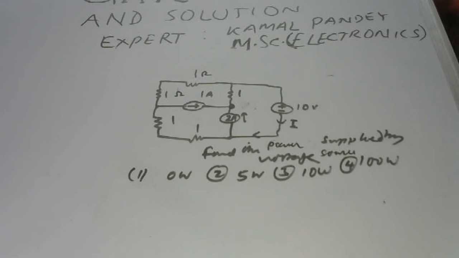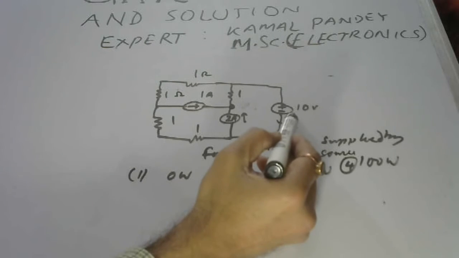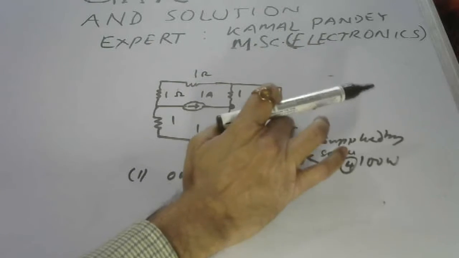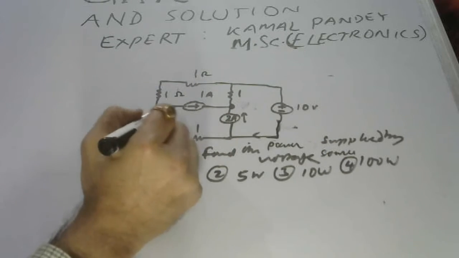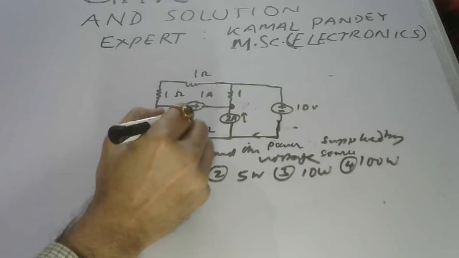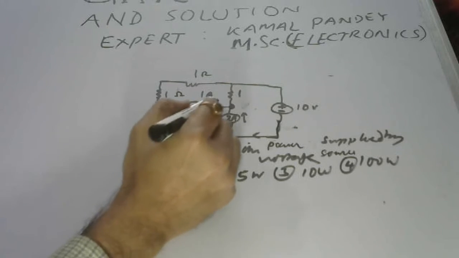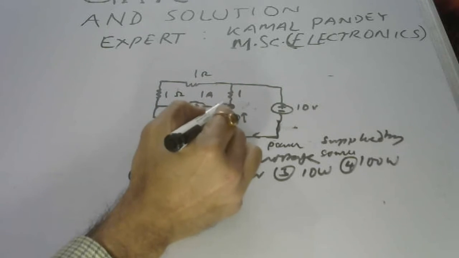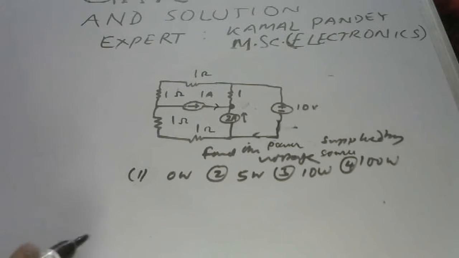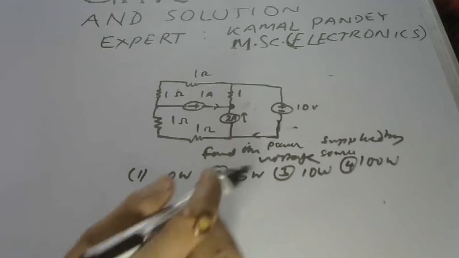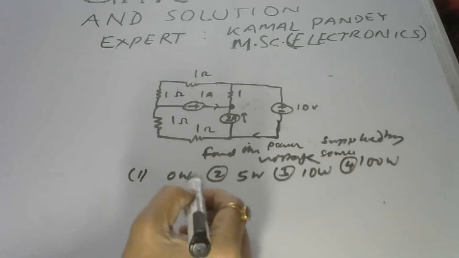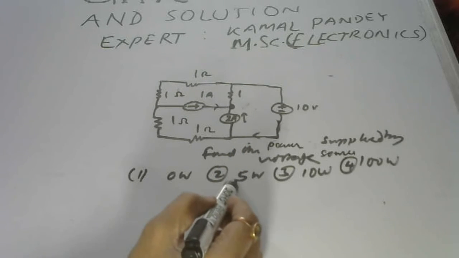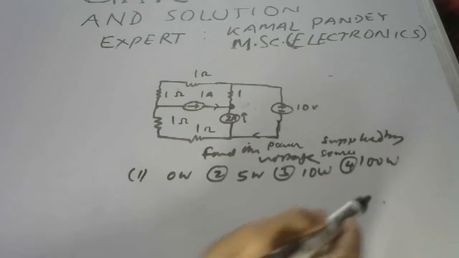Here is one question. A 10-volt supply is connected here, and all the resistances have a value of 1 ohm, and 1 ampere current is flowing in this direction and 2 ampere current is flowing in this direction. The question is to find the power supplied by the voltage source. How much power will be supplied by the 10-volt supply? We have options like 0 watt, 5 watt, 10 watt and 100 watt.